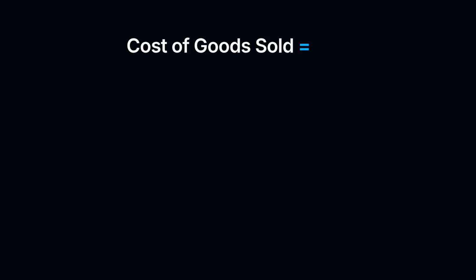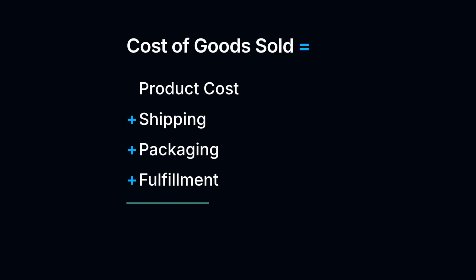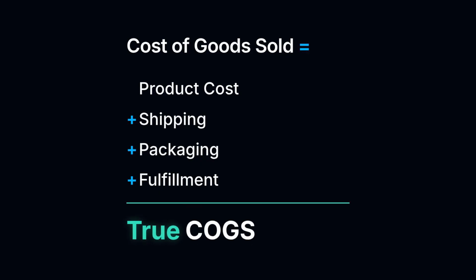Here's where a lot of people get tripped up. Your cost of goods isn't just what you pay the manufacturer or supplier. You need to include shipping costs to get the product to you, packaging, fulfillment costs. Those add up. And if you leave them out, your margins look higher than they actually are, which means your break-even ROAS looks lower than it actually is. And that's possibly how you end up thinking you're more profitable than you really are.